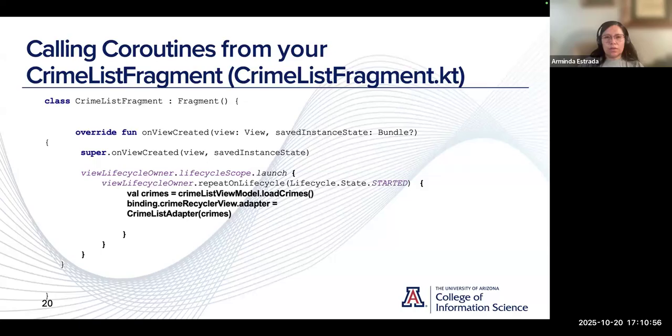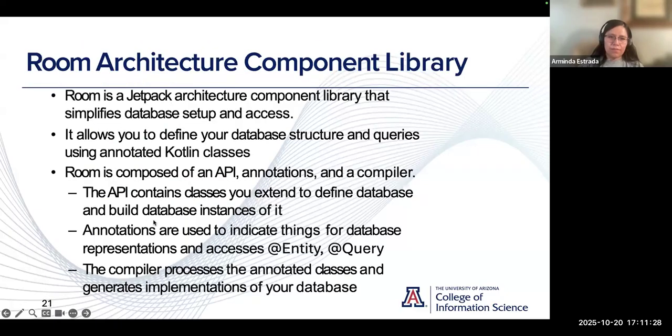So calling coroutines from your crime list fragment in this case. Here, again, in the list fragment, we use the view lifecycle owner's lifecycle scope to launch it. In here we can go ahead and repeat on lifecycle, state started, and then call the crime list view model to load the crimes, bind using the crime recycler view adapter, and then crimes. Okay.